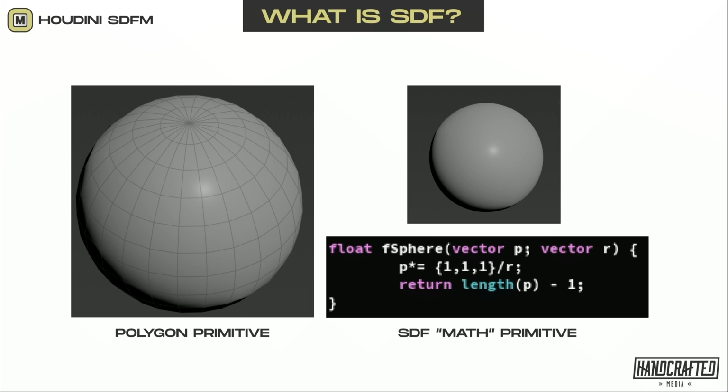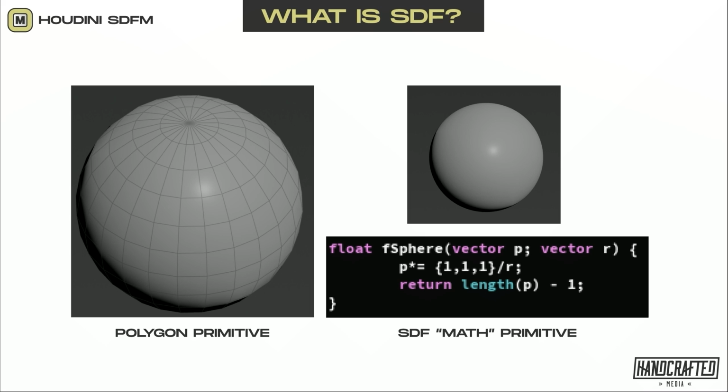Now, when it comes to creating primitives, so these basic shapes like spheres, boxes, pyramids, and a bunch of other ones, there's kind of two ways to go about it. One, you could take a normal polygon primitive and convert it to an SDF volume. But what's actually much faster and more efficient is to use these SDF math primitives, or they're just called SDF primitives in the SDFM toolkit. And they use basic math functions to create the primitives.